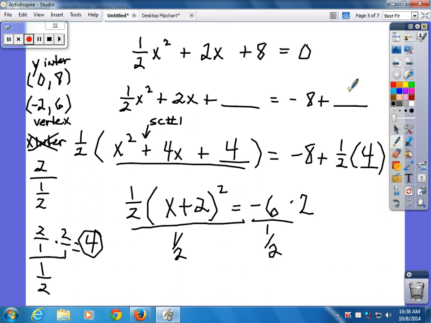Just count. You can be off by 1 or 2, that's fine. Somewhere between 12 and 14. There is no excuse for you not to be able to complete the square.